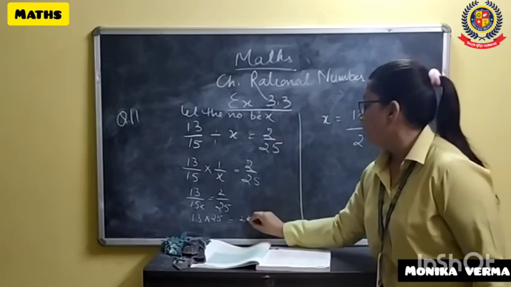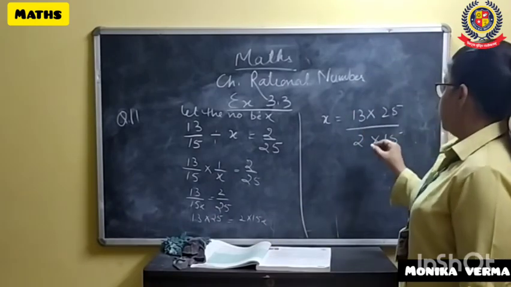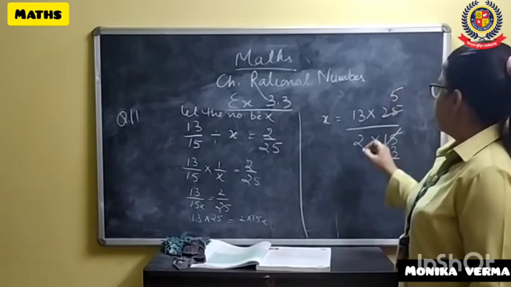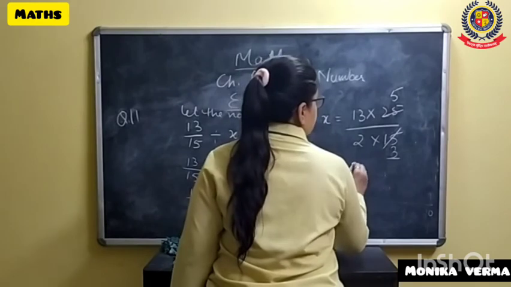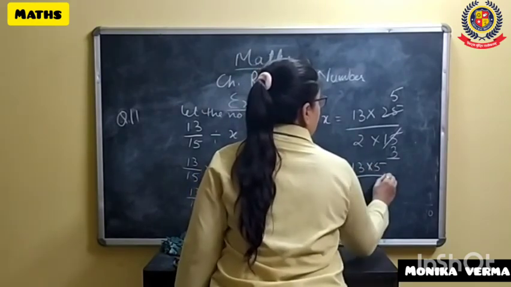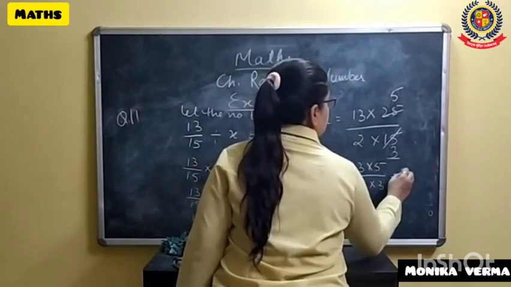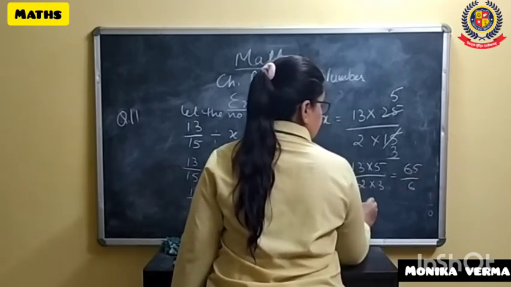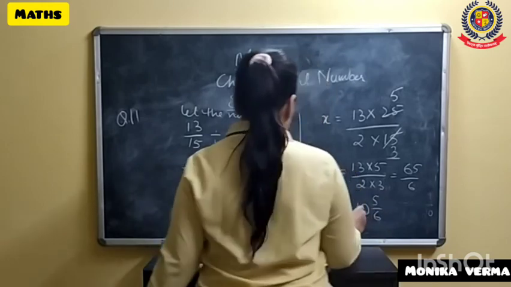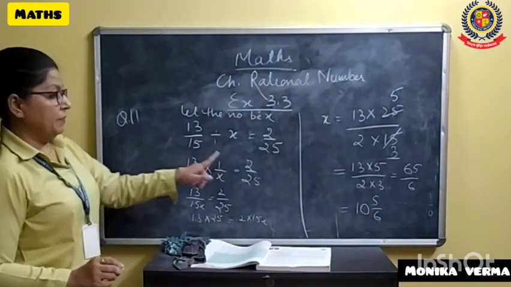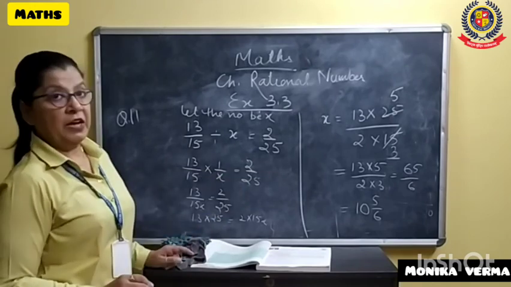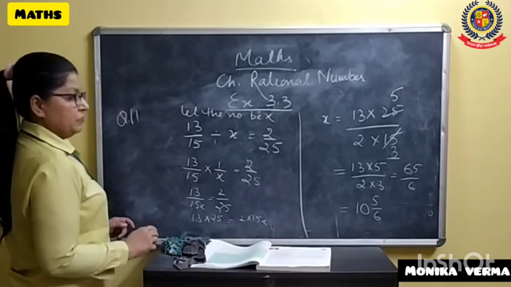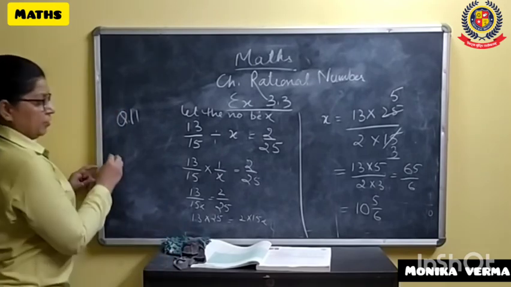2 and 15 we have got here in the denominator. So we can divide, 5 3s are 15, 5 5s are 25. We got 13 into 5 upon 2 into 3. 13 5s are 65 upon 6. Or we can write 10 5 by 6. If I divide 13 by 15 by 10 5 by 6 or 65 by 6, I will get 2 by 25. Okay? If we are confused whether we have done it right, we can check it also.